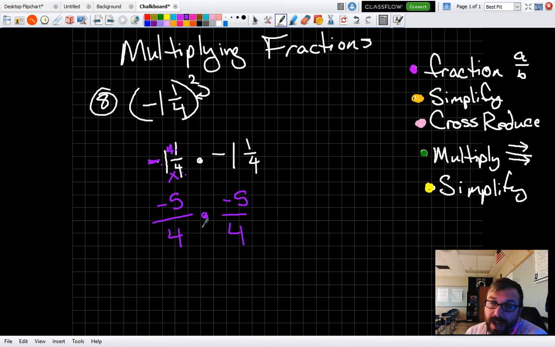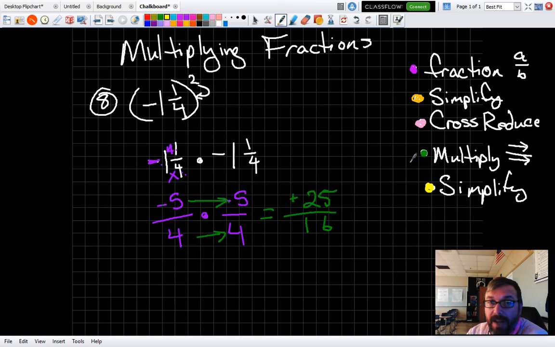Okay, do I have anything that I can cross reduce? No, 4 and 5 don't share any factors, which means 5 and 4 don't share any factors. So now I'm just going to multiply straight across. Negative 5 times negative 5 is 25. And I have negative times a negative. That means it's positive. So positive 25 over 4 times 4 is 16.